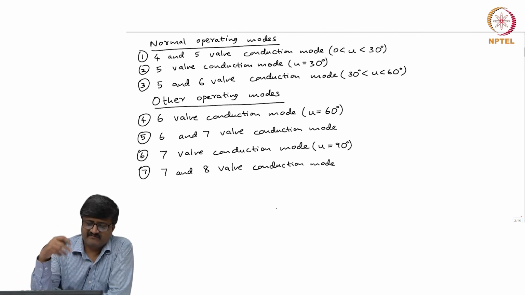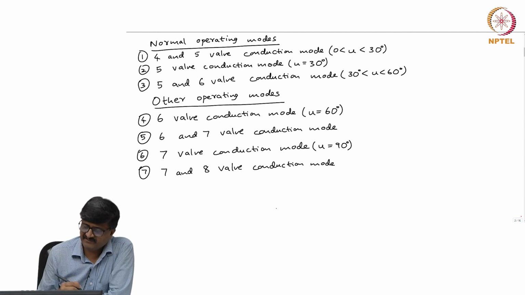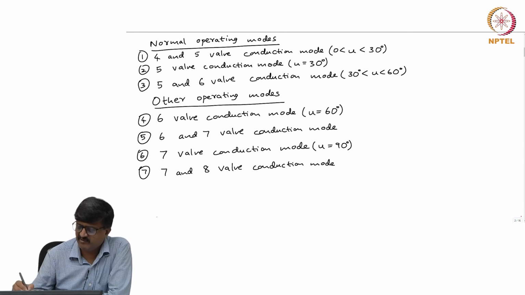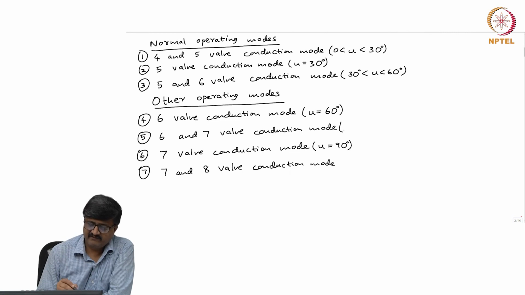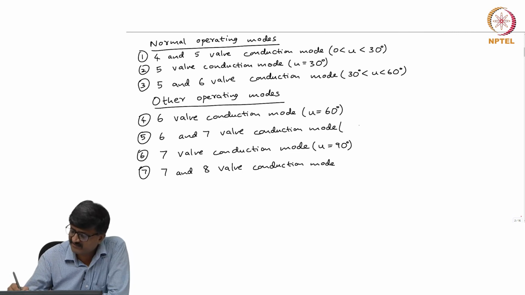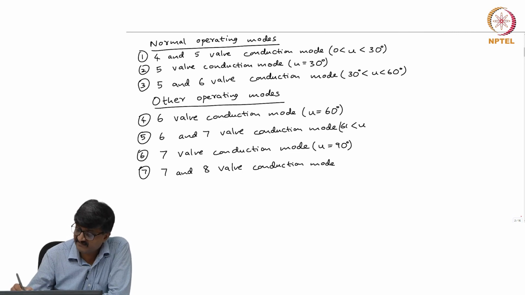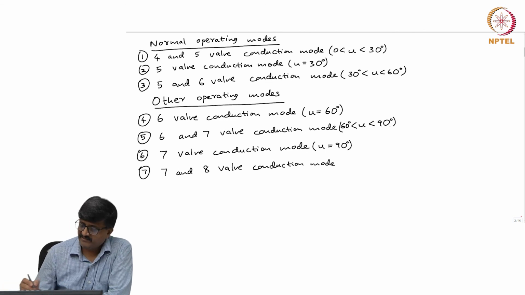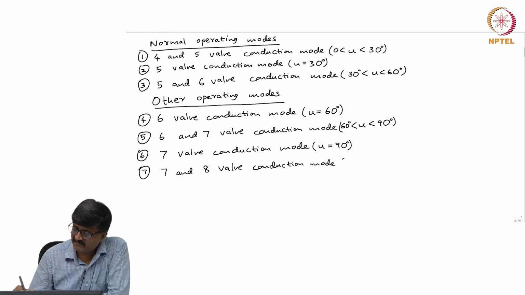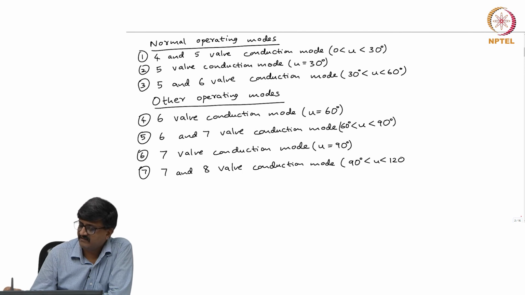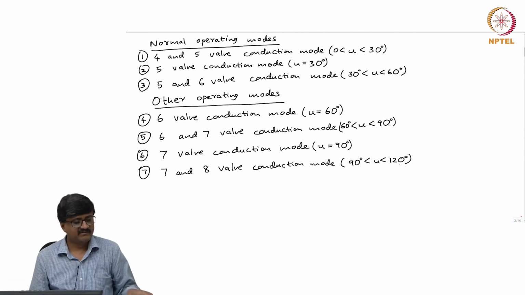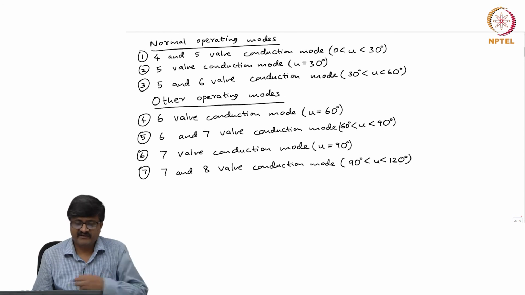Now, similar to the case of 4 and 5 valve conduction mode or 5 and 6 valve conduction mode, we can explain how we get 6 and 7 valve conduction mode or 7 and 8 valve conduction mode. We can also see that we get 6 and 7 valve conduction mode if u is greater than 60 degrees and less than 90 degrees. And it can be shown that we get 7 and 8 valve conduction mode if u is greater than 90 degrees and less than 120 degrees. So, these are the different operating modes.